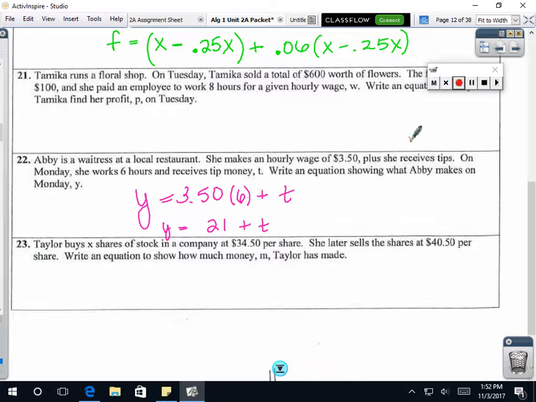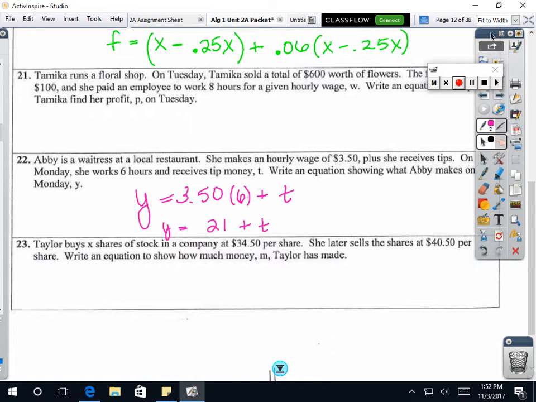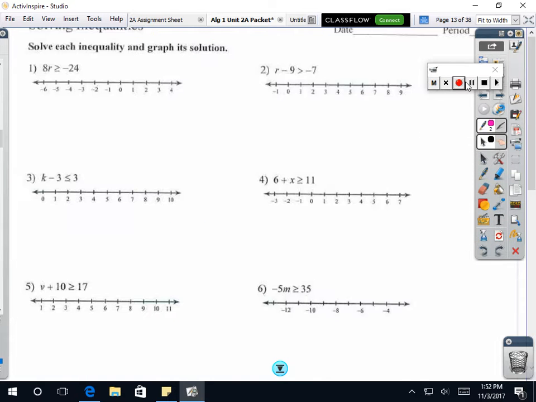All right, now let's go to the new material. Okay. Solving inequalities is almost like solving equations. Okay, there are a few rule differences, and of course, instead of an equal sign, you have an inequality symbol.